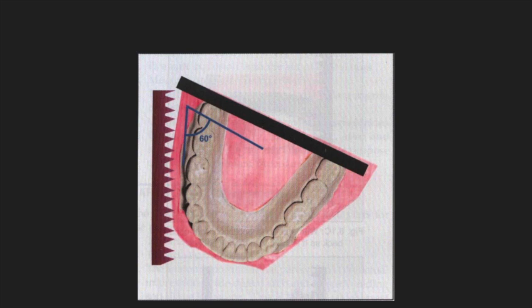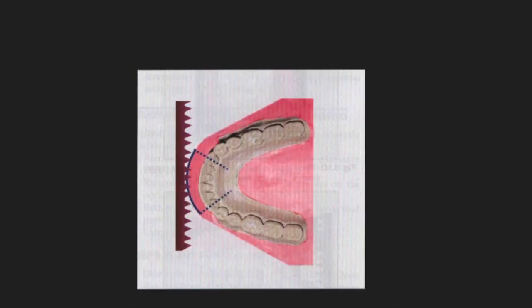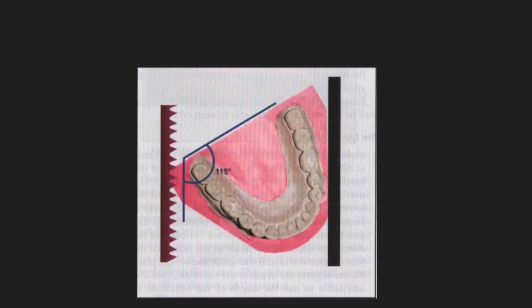The edge of the vestibule is taken as a point approximately 5 to 6 mm away from the most prominent point of the lower canine or first bicuspid tooth, whichever is more prominent. The anterior section is trimmed from canine to canine in the form of a smooth curve. The heels of the lower model are cut at approximately 115 degrees to the back of the model.